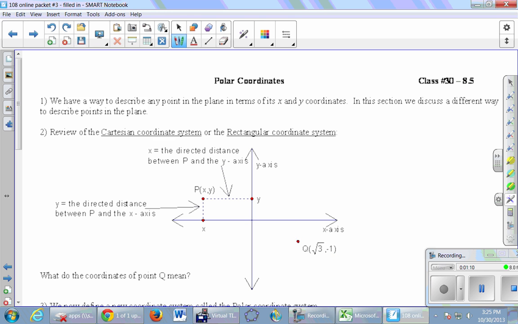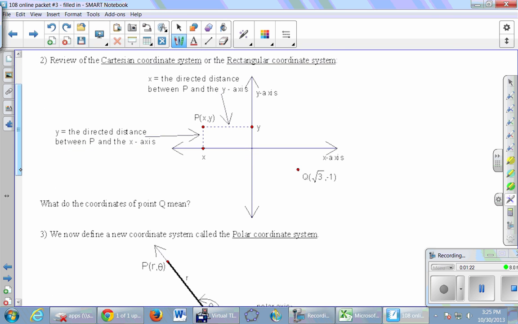And y is the directed distance. It's just the y value is this distance, which is the same as this distance. So it's the directed distance between P and the x-axis. So nothing new there. What did the coordinates of point Q mean?